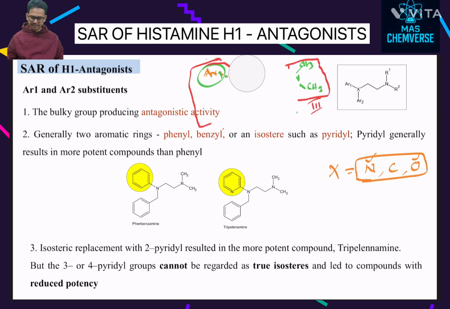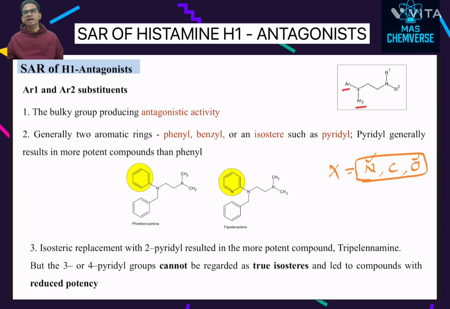Generally in this case, the bulkiness is always there. Bulkiness means AR1 and AR2, both are phenyl, which is required for the antihistaminic activity. And that is the reason I told you the basic structure is very important. Basic structure means aryl groups, the linked chain, as well as the tertiary nitrogen. These three parts play the vital role in the SAR.